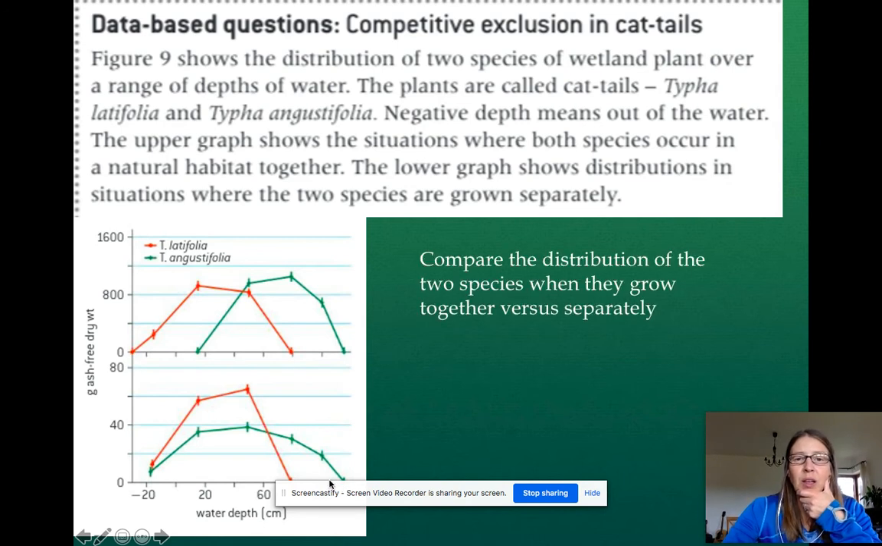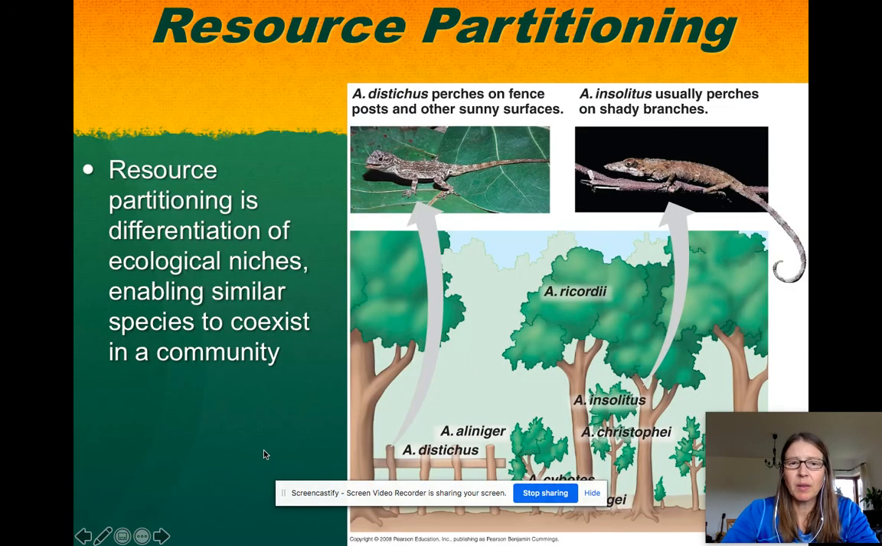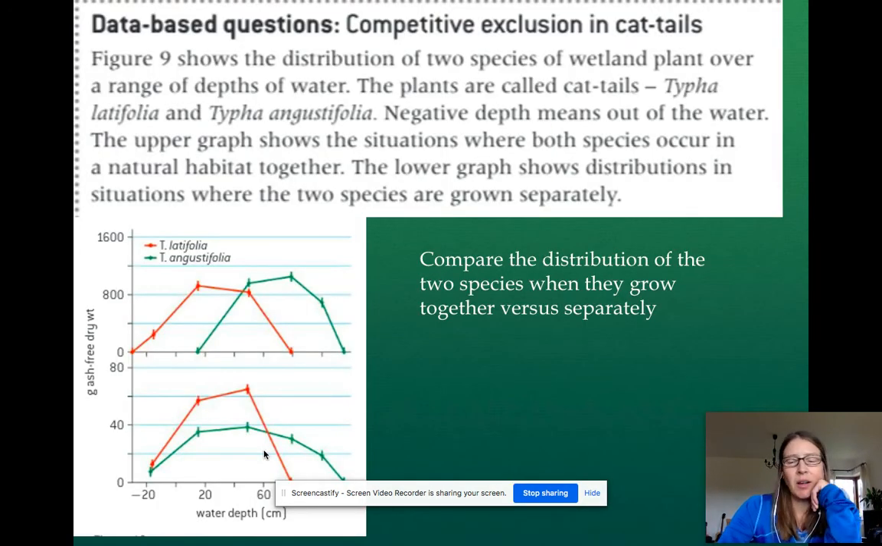So what would then the distribution be when they're grown together versus separately? How does that change? All right, I want you to pause and think about that for a minute. How can you compare? And I want you to use the terms fundamental and realized niche. Okay, if you've come back.